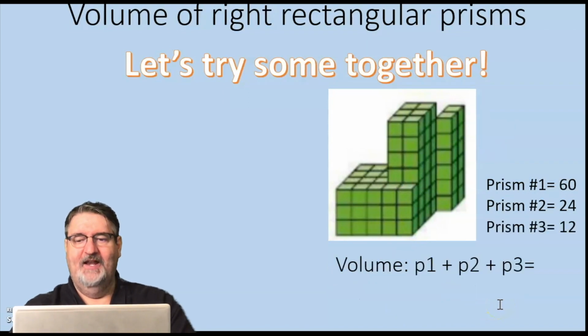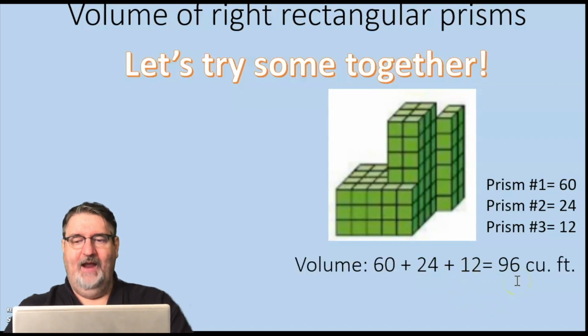All right, now we're not done yet because we have those 3 prisms, but we have to add them all together. So we're going to take prism 1, prism 2, and prism 3, and we add that as 60 plus 24 plus 12, and we get the answer of 96 cubic feet.